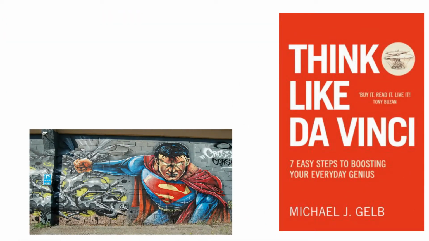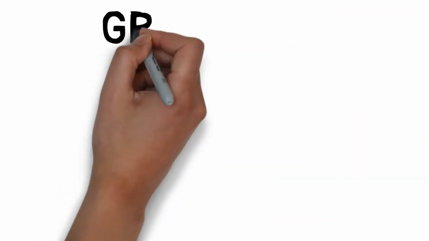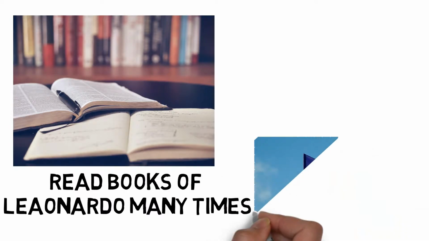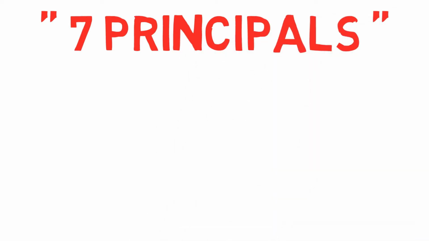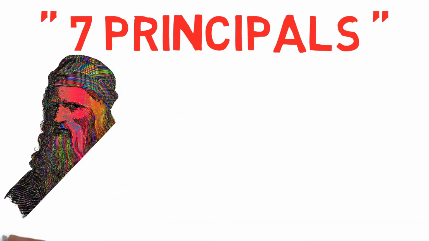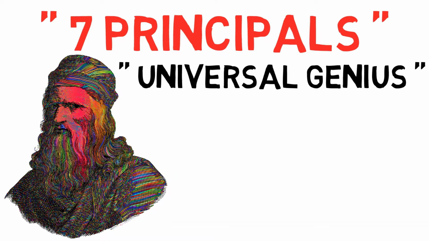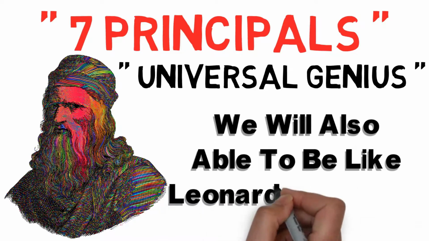The author of the book was a fan of two persons, Superman and Leonardo da Vinci. Soon after, when he grew up, he got to know that Superman is fake and Da Vinci and his achievements were real, and the author became a huge fan of Da Vinci. And he started to read about Leonardo da Vinci and read the books of Leonardo da Vinci many times, and went to France and Italy to research about him. After the research, he got 7 principles which were always used by Leonardo da Vinci to become a universal genius. And if we use these principles, we are also able to be like Leonardo da Vinci.